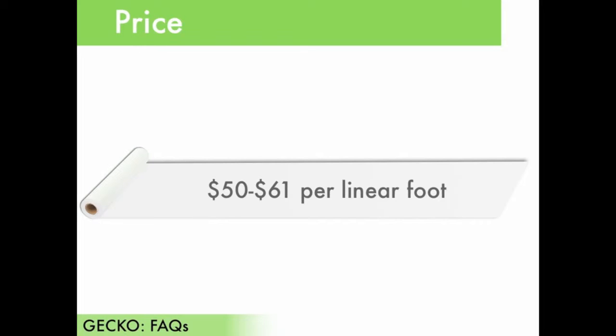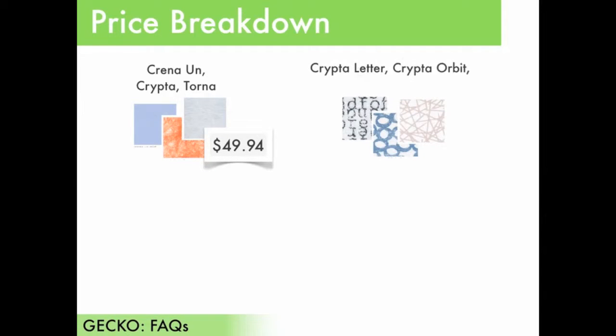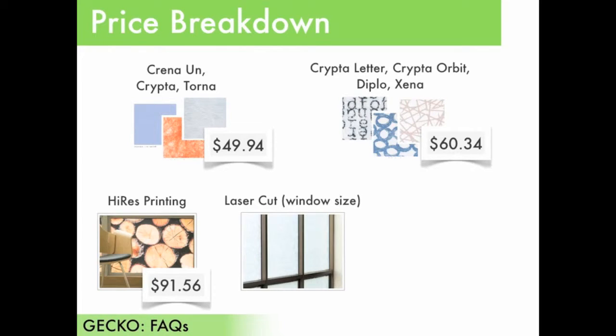The specific breakdown of prices is the following. Prina-Un, Crypta, and Torna start at $49.94 per linear foot. Crypta Letter, Crypta Orbit, Diplo, and Xena start at $60.34 per linear foot. High-res printing starts at $91.56 per linear foot. Laser cutting for a window size starts at $15 per shape.